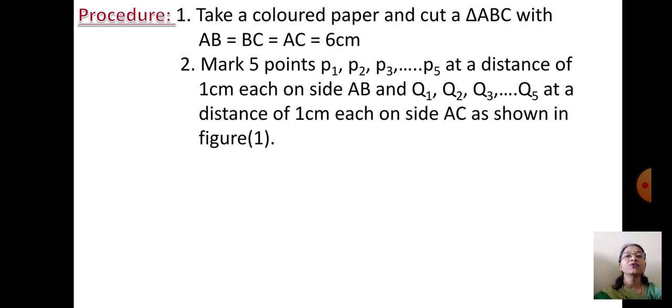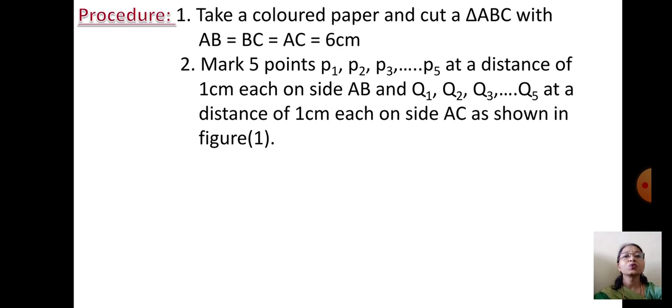So in procedure, the first step is take a colored paper and cut a triangle with AB equal to BC equal to AC equal to 6 centimeter. That means you have to cut an equilateral triangle of side 6 centimeter. Not only one, you cut 4 such equilateral triangles of side 6 centimeter. Now let me tell you what you are going to do with those 4 equilateral triangles.